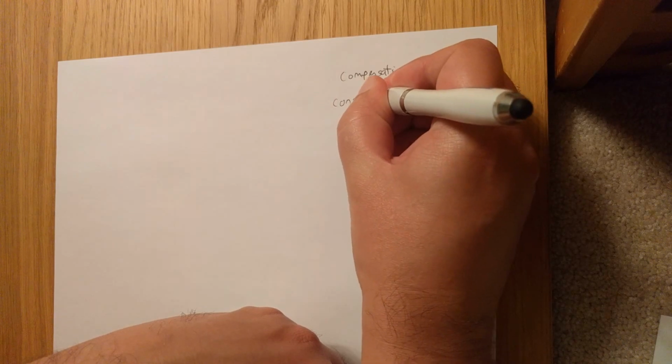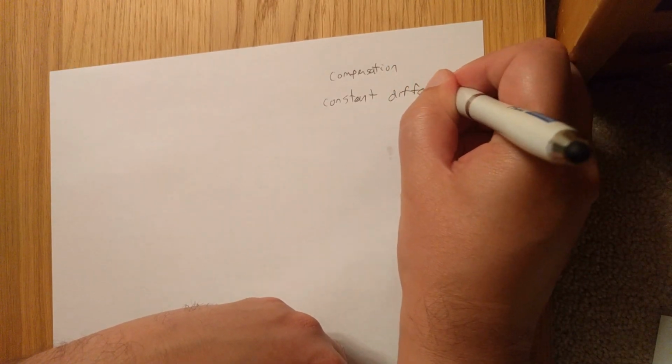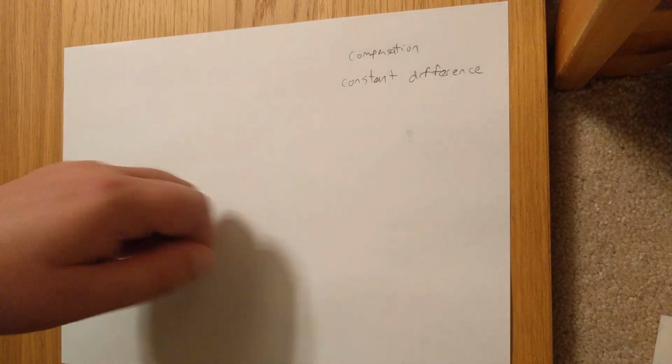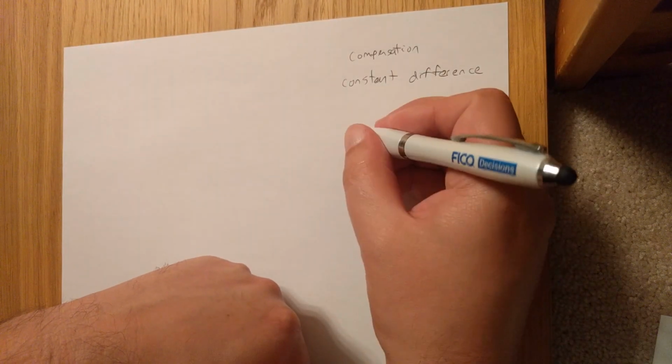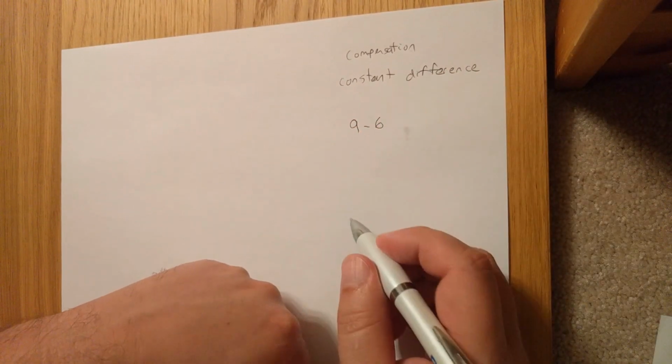And it works on the idea of a constant difference. So when we were compensating for addition, we were trying to keep the sum the same. And that made sense because we were putting them together. In this case, we're looking to keep the difference, so the change, the same. I'll give you a really simple example, 9 take away 6.